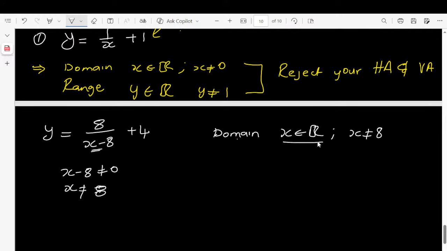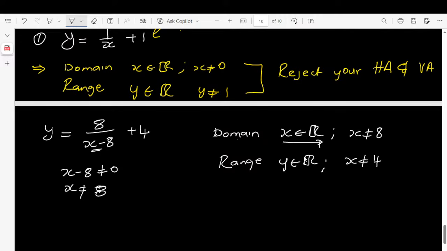So we need to reject and say x must not be equal to 8. Because if you only say x must be an element of real numbers, then everything is just wrong. You're going to lose that 1 mark, an easy mark. Right? And the range, same applies. y must be an element of real numbers, but we need to reject the horizontal asymptote value; it must not touch that line. Okay, I hope this makes sense.